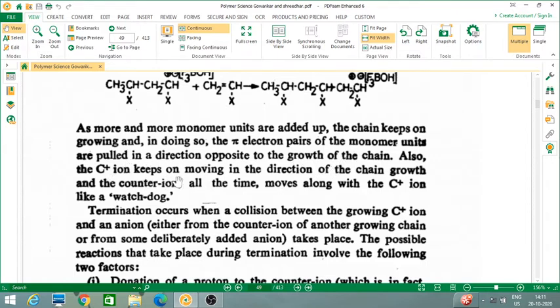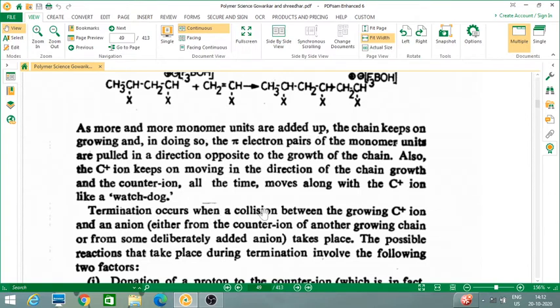Also, the C plus ion keeps on moving in the direction of the chain growth, and the C plus ions keep on going to the farther end of the monomer molecule. That is in the direction of the chain growth. And the counter ion all the time moves along with the C plus ion like a watchdog.